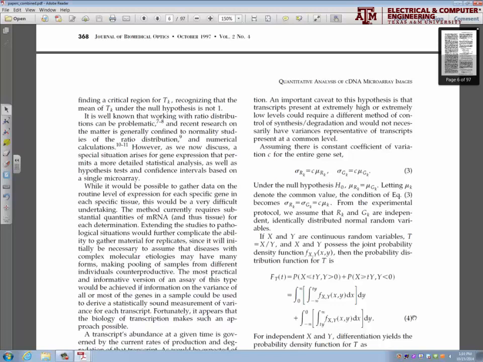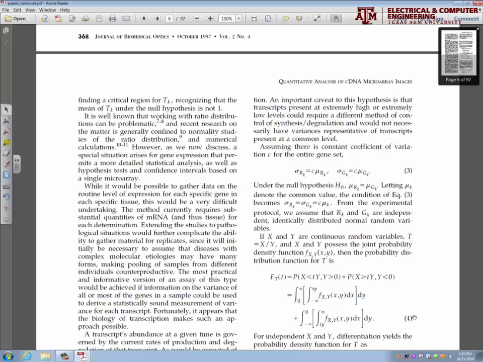So the standard deviation at every spot is some constant multiplying the mean at that spot, both in red and green channels. Under the null hypothesis, the red and the green have the same mean at every spot. So if you let mu k denote the common value of the mean of both the red and the green at the kth spot, the condition of equation 3 tells you that the standard deviations are also going to be the same for both the green and the red. And from the experimental protocol, we are assuming that the red and green are independent, identically distributed normal random variables.